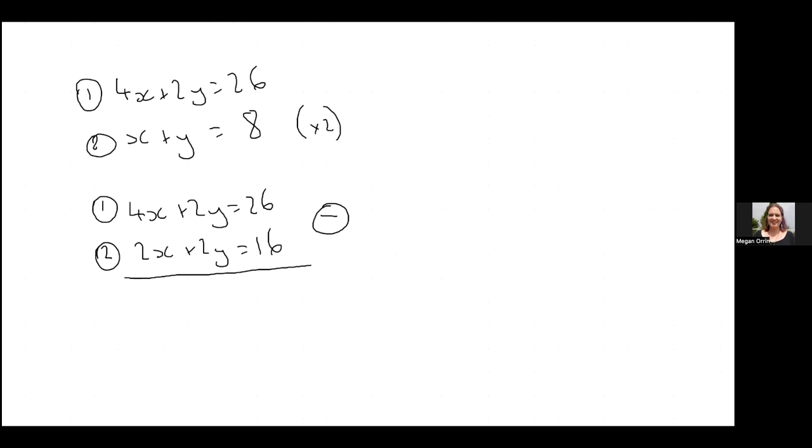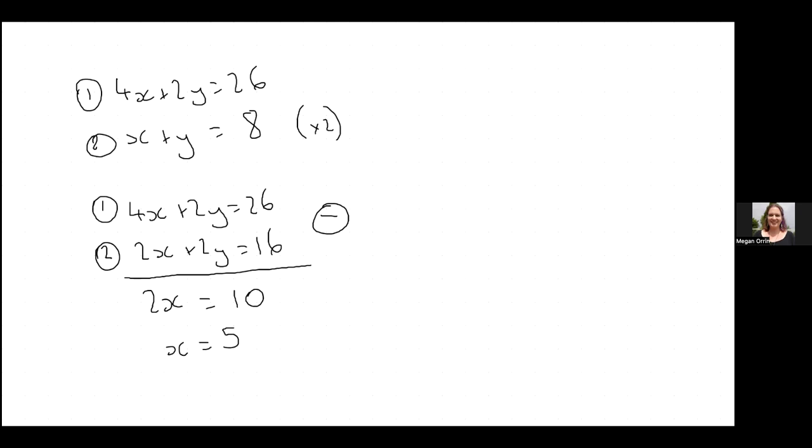So essentially the rule is if there's one of each sign, add them. If they're the same sign, subtract them, right? That's the general rule of how to make it work. So I'm subtracting 4x minus 2x. It's 2x, this disappears. 26 minus 16 is 10. So x is 5.